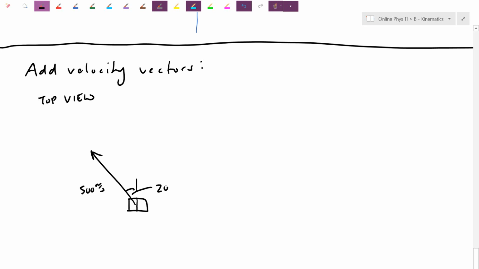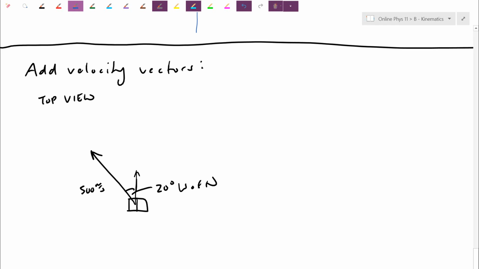How would you call that angle, by the way? Well, from the pure northward direction here, we're aiming 20 degrees west from the north direction, we would say west of north. That's my first vector.